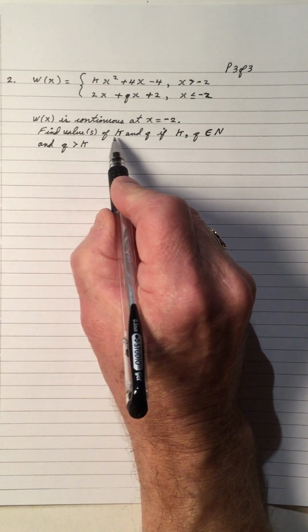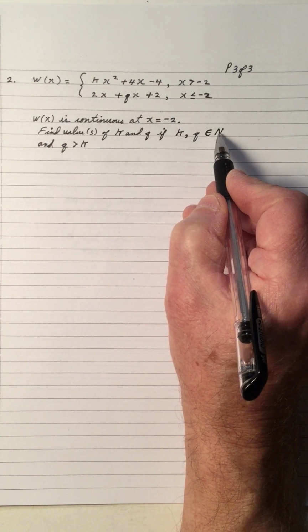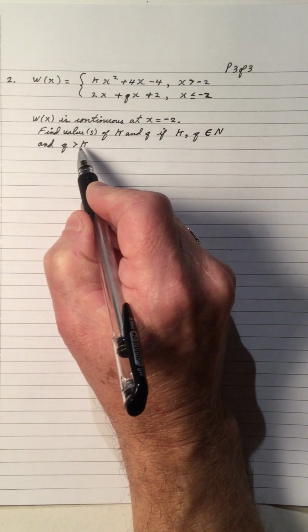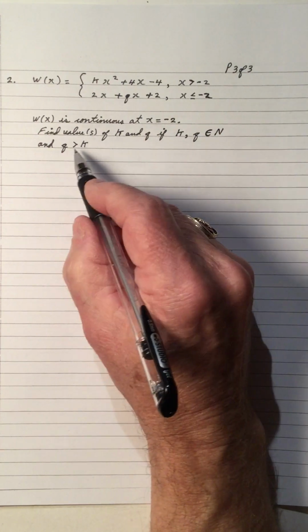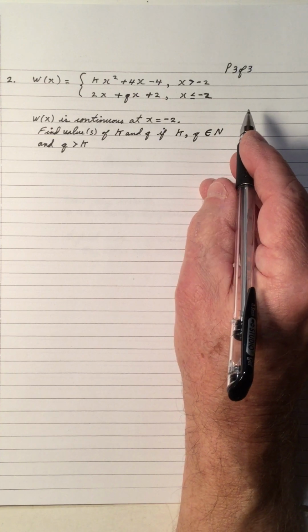Find the values of k and q if k and q belong to the natural numbers and q is greater than k. So we've got some restrictions on the q and the k's. They're natural numbers. Let's look at it.